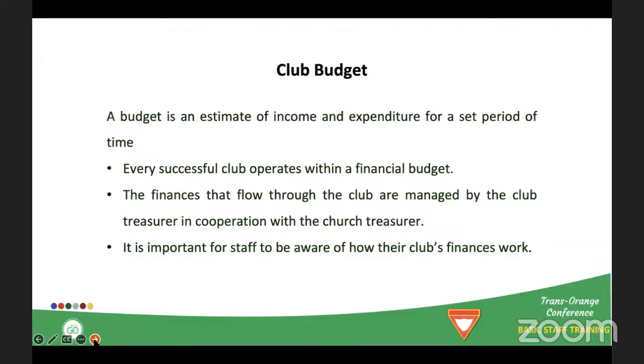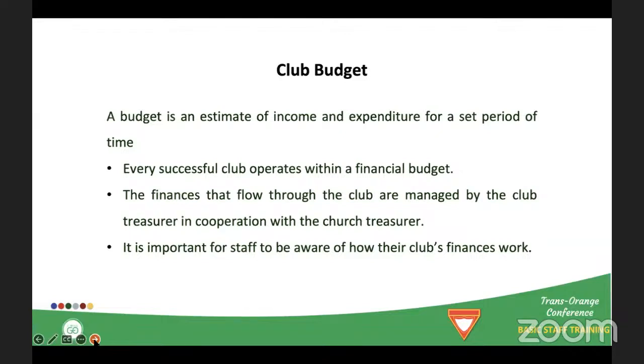Now we are going to look at club budgets. A budget is an estimate of income and expenditure for a set period of time. Every successful club operates within a financial budget. The finances that flow through the club are managed by the club treasurer in cooperation with the church treasurer. We have spoken about that one.